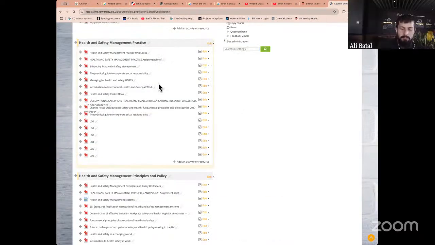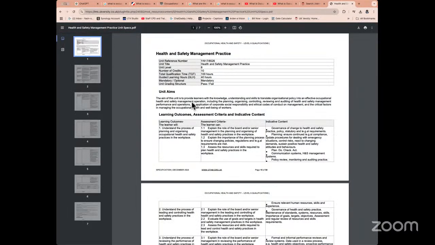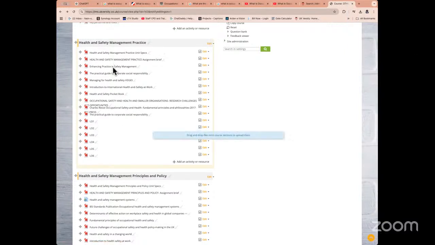Now, in terms of the organization of the units, what you generally have is the unit specification on the top, which is what we will refer to every time we start the session, because that is what gives us a bit of guidance to say this is what is required to be covered. That's the document that I've opened up earlier, which is on Moodle. And then after that, you have some books, assignment briefs, and then the presentations.